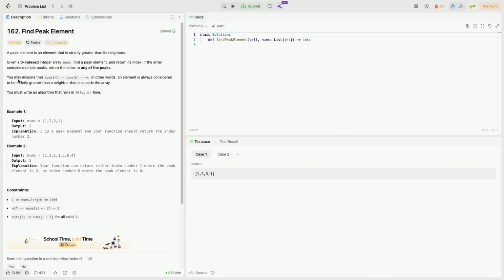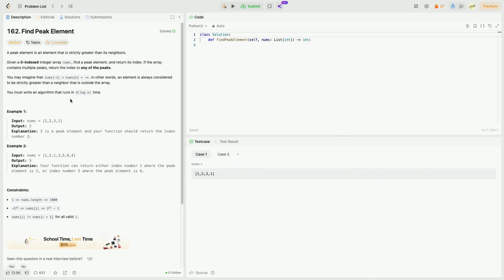Nice. You may imagine that nums at -1 and nums at n, just outside of our array, have a height or value of -infinity. In other words, an element is always considered to be strictly greater than a neighbor that is outside the array. Okay, cool. So you could have a peak on the left edge or on the right edge if the successor or the predecessor of that edge element is smaller than the one on the edge.